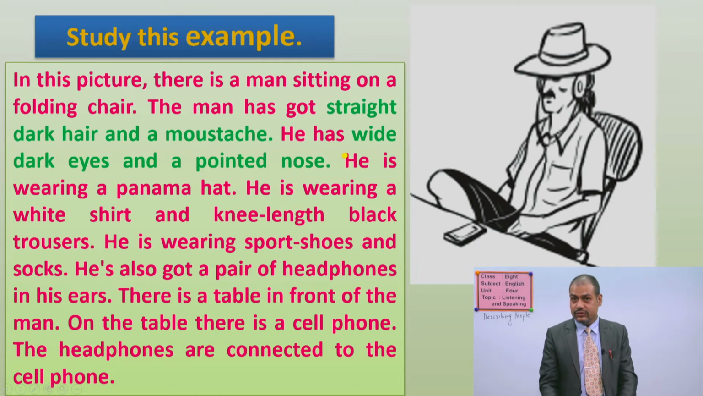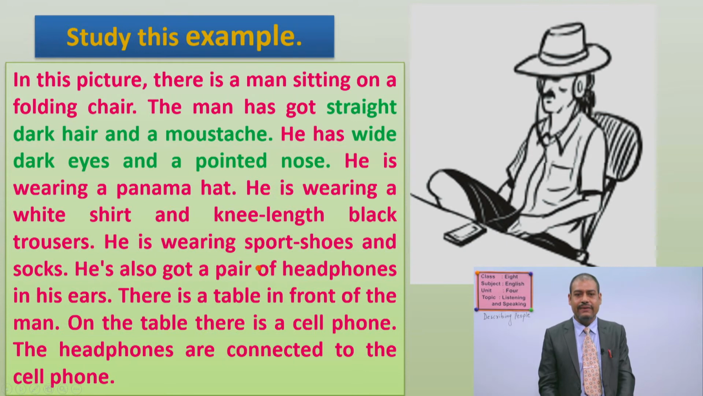So you have to know why I have highlighted these words with green ink. It means you have to use these types of terms to describe people's physical appearance, okay. Now, he is wearing a Panama hat. See, Panama hat, okay. He is wearing a white shirt. You can find white shirt, half shirt.